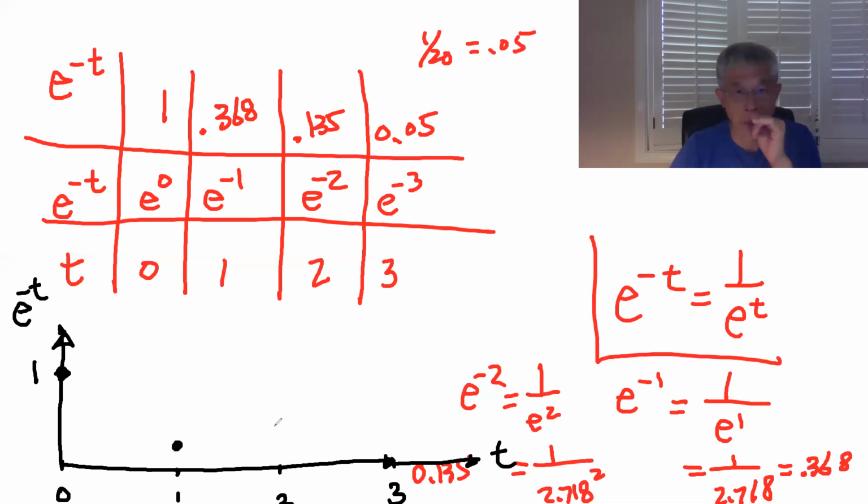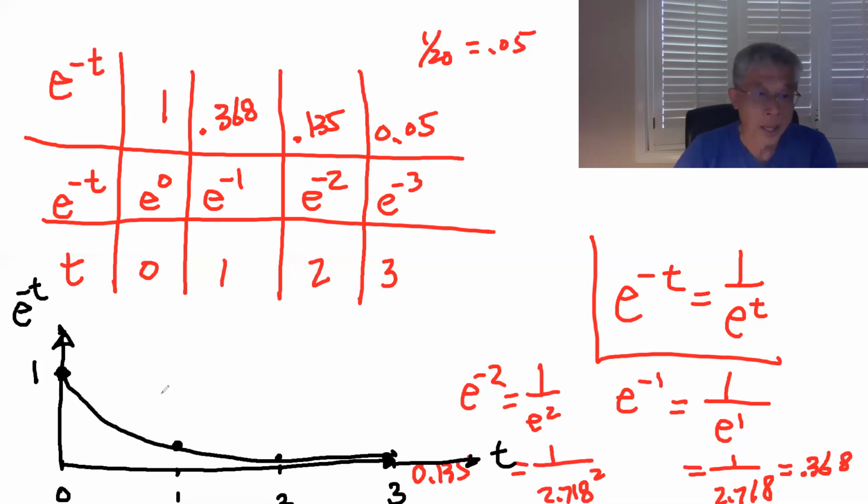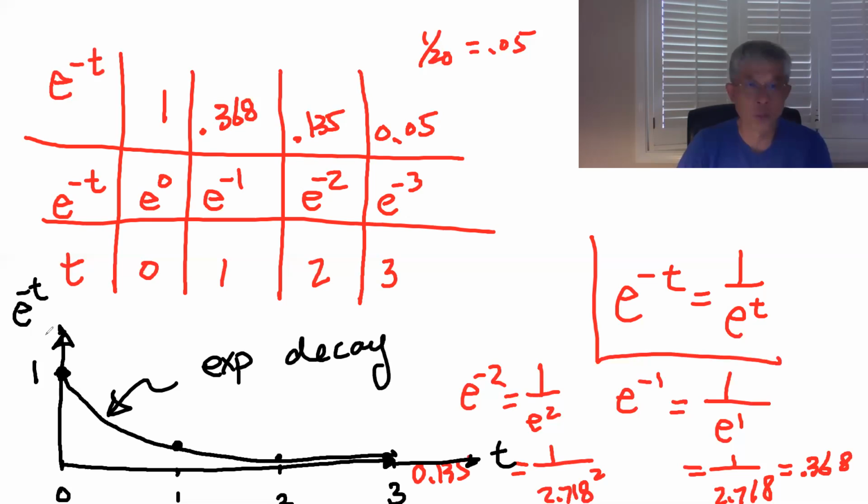Some of you may be getting bored here, but a lot of students actually need this. So T equal to 2, now I got 0.135, very low there. And then 0.05, it's almost right there. So you can see now this curve looks like this, and this is called exponential decay.